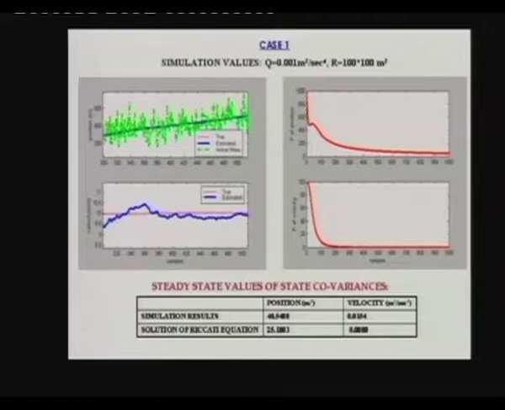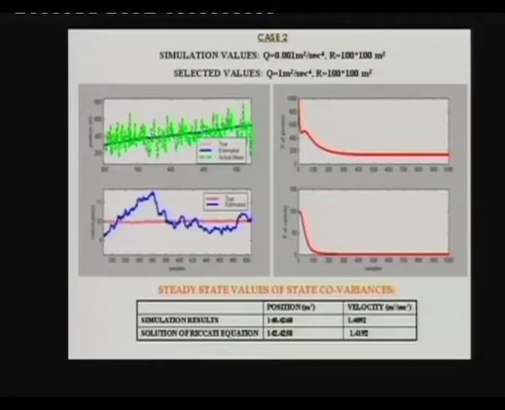So this is my standard case where the value used in simulation has been used in the filter, as if the filter knows the true Q and the true R of the data, right?